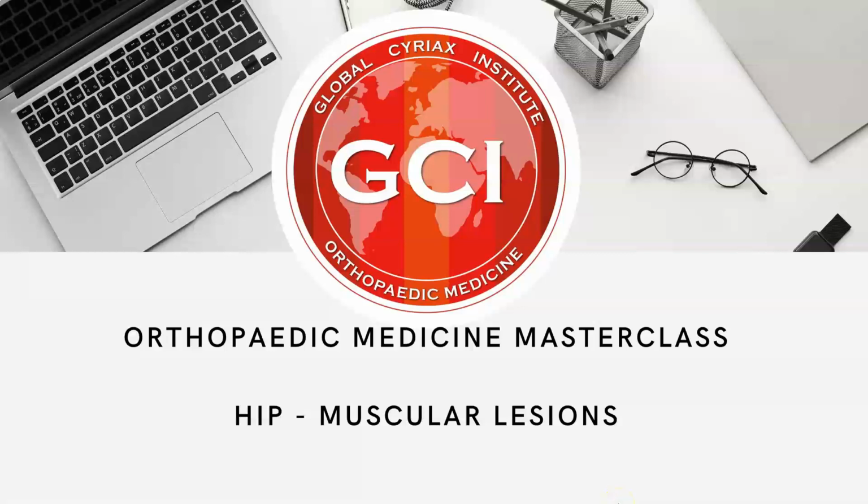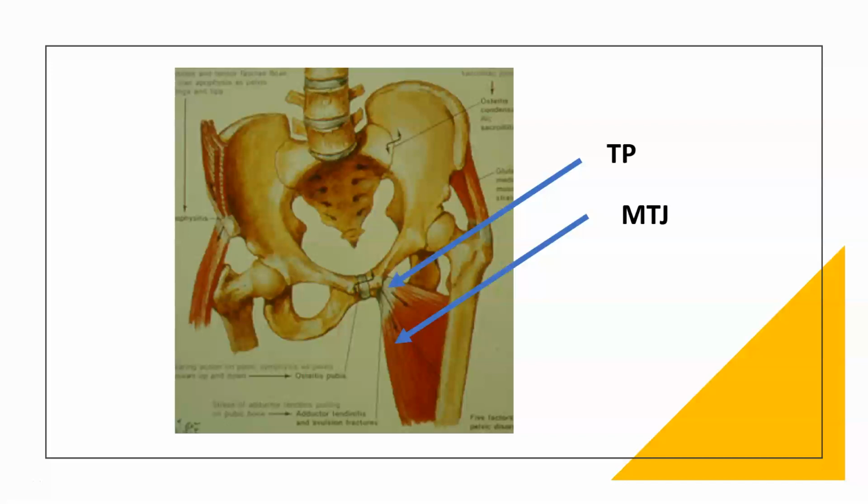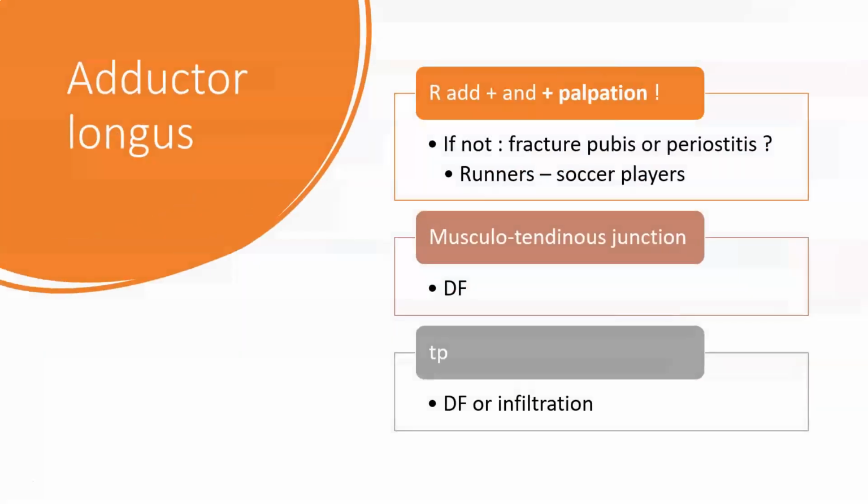Let's have a look at some muscular lesions. Most likely the more popular lesion in this area is going to be a problem with the adductor muscle. And then we're going to differentiate two localizations. There could be a lesion at the tenoperiosteal site, or there is a lesion at the musculotendinous junction.